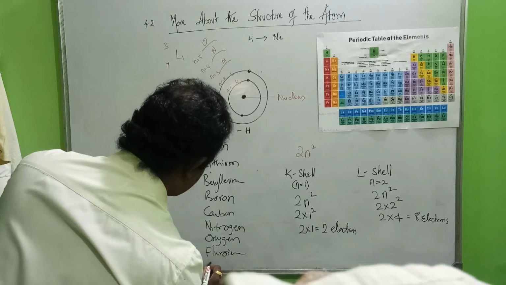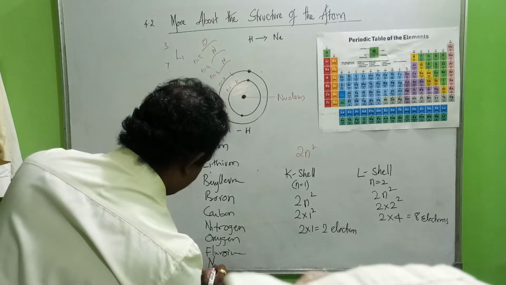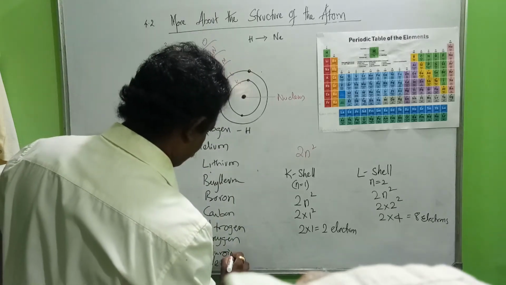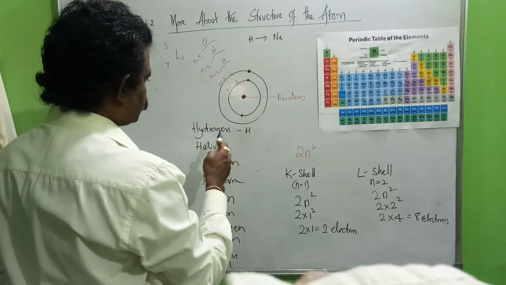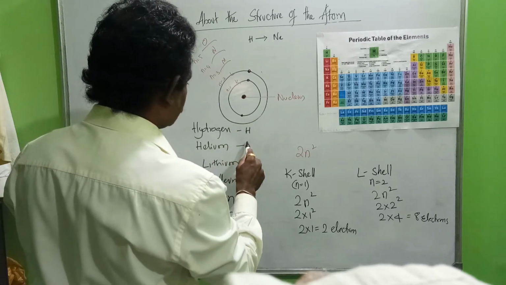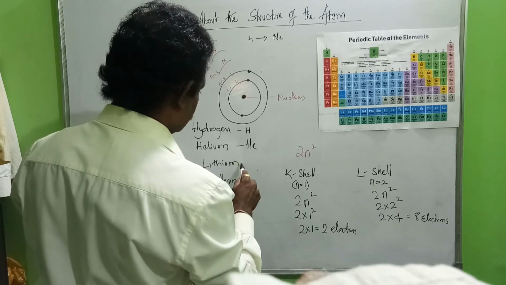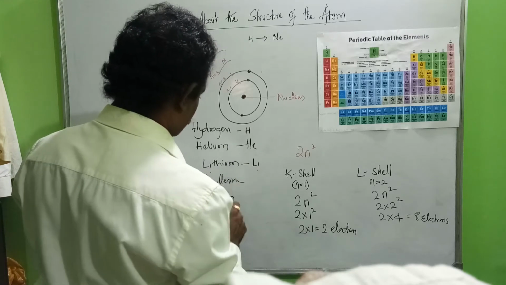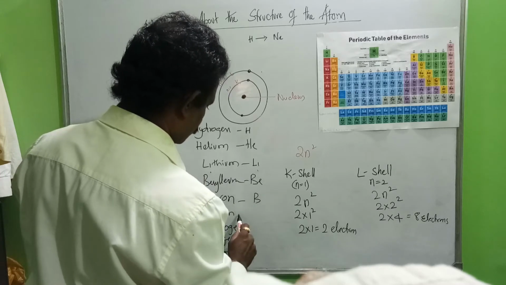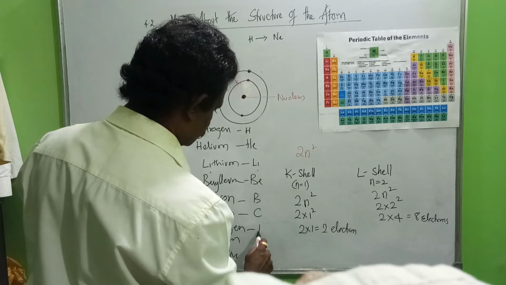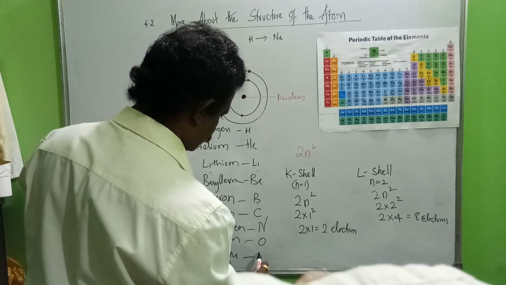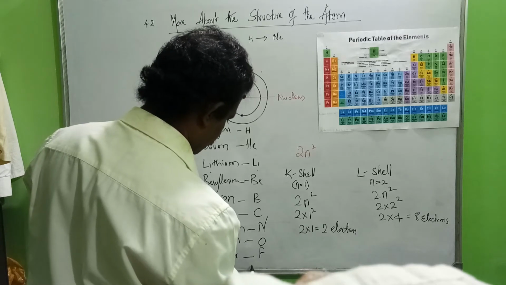Next one, the last one, is neon. Okay, is it clear now? Now this is the atomic number. Now what is the symbol here? Hydrogen is H, helium is He, lithium is Li, beryllium is Be, boron is B, carbon is C, nitrogen is N, oxygen is O, fluorine is F, and neon is Ne.